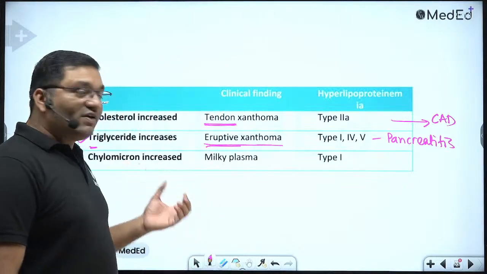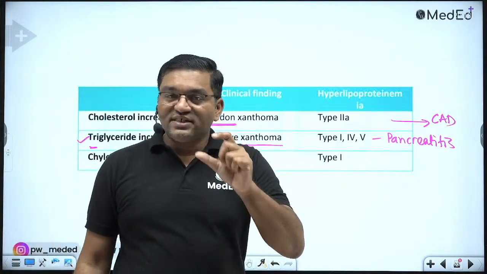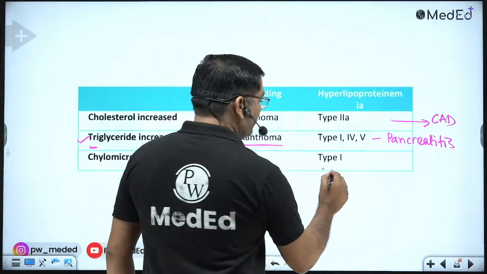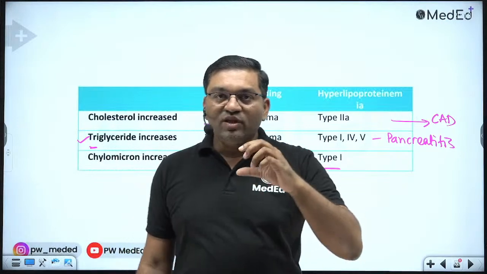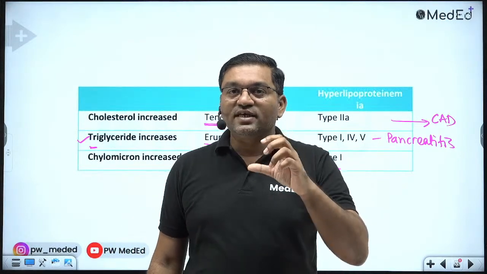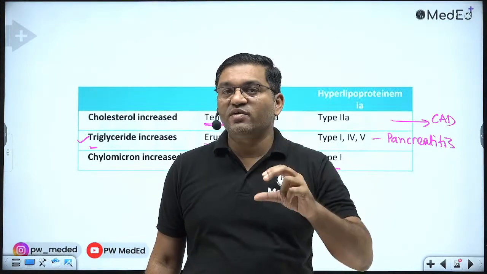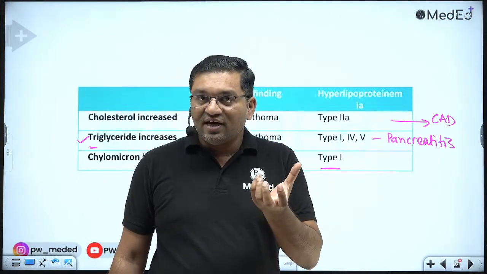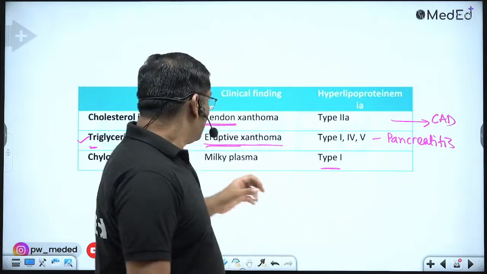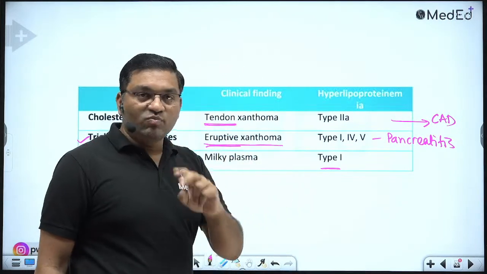Okay. And whenever there is an increase in the chylomicron, as it occurs in the type 1 disorder, it gives milky plasma. The plasma looks like milk. It is a milky or opalescent plasma appearance when chylomicron levels are raised. Okay. So remember these three are important for the diagnosis.